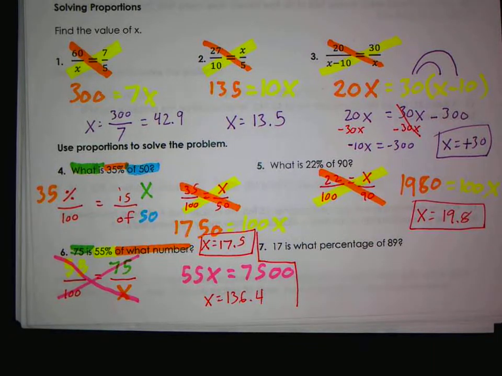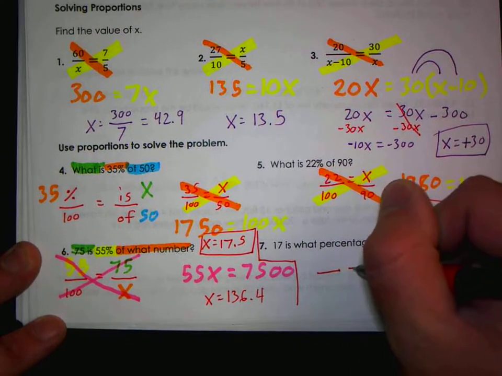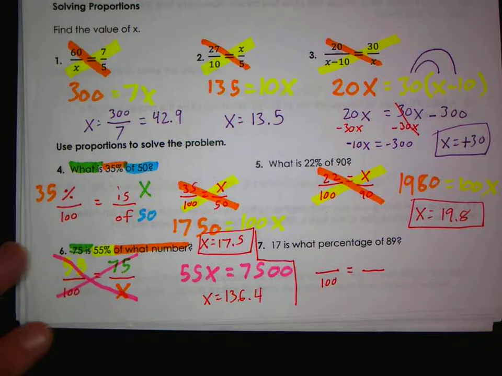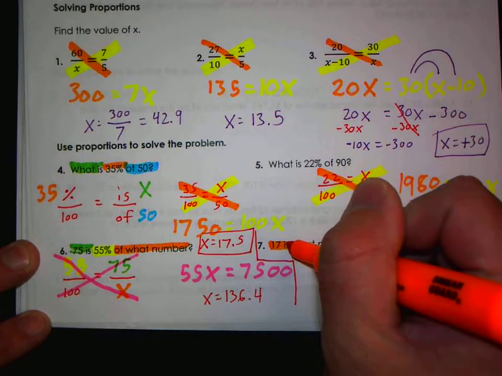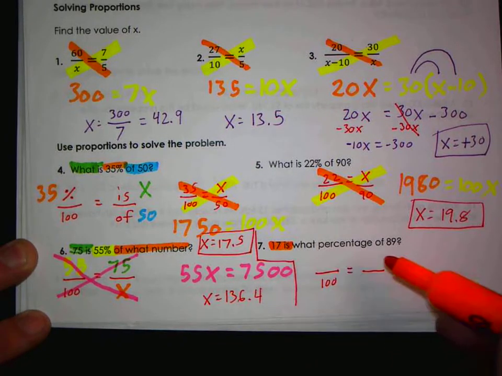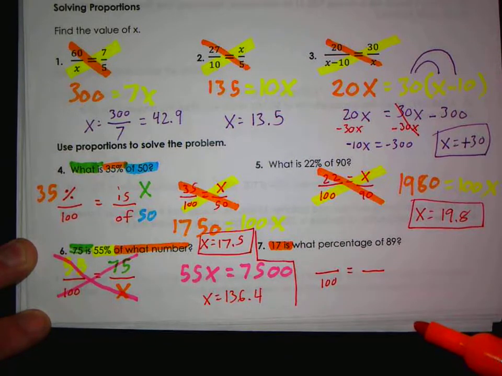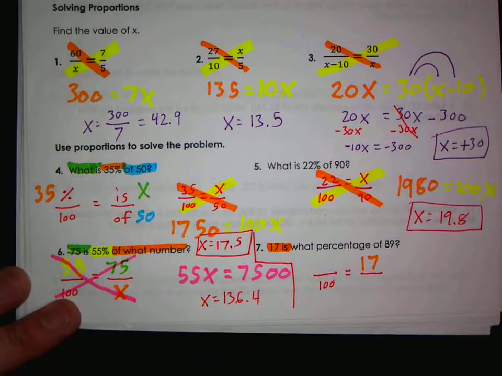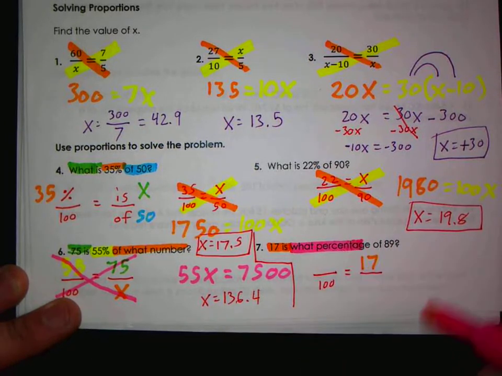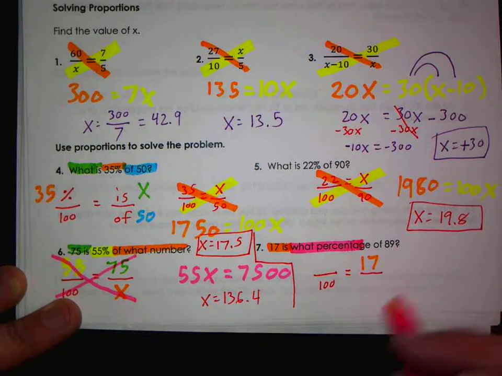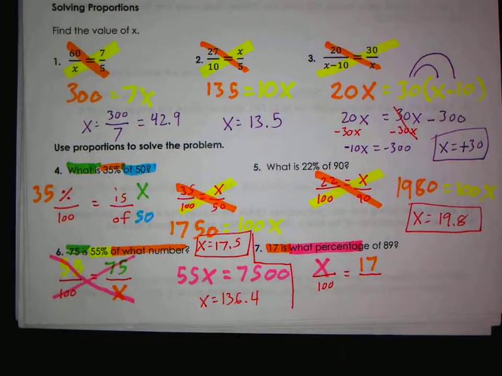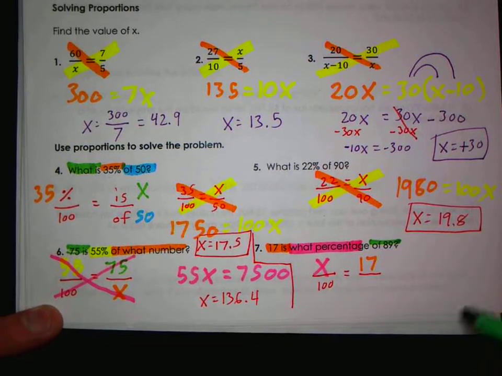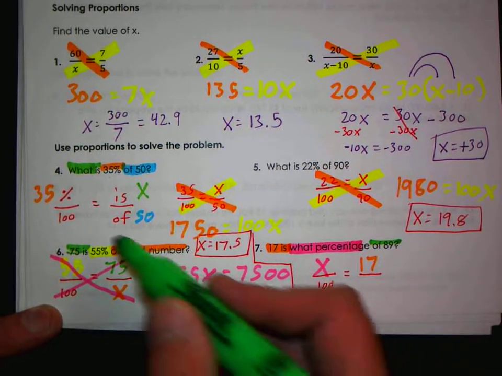Next, percent over 100 equals is over of. Where does 17 go? Top left, top right, bottom right? Top right. And it says, what percentage? So that's my x, right? Percentage goes left or right? Left. And then of 89, when you're doing this, don't just say, oh, there's only one spot left, so let me just plug it there. It's a good idea to just double check. So of, was of in the bottom? Yes, 89.